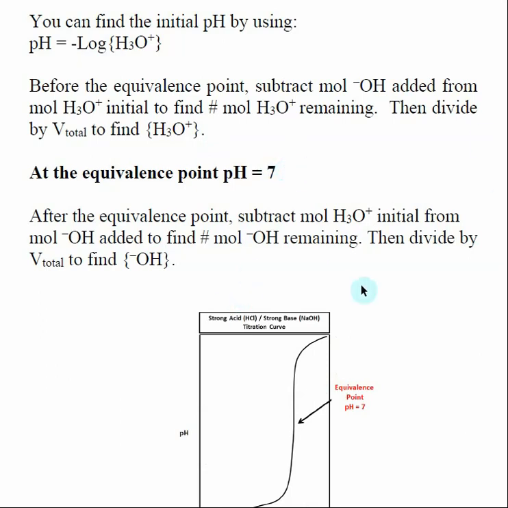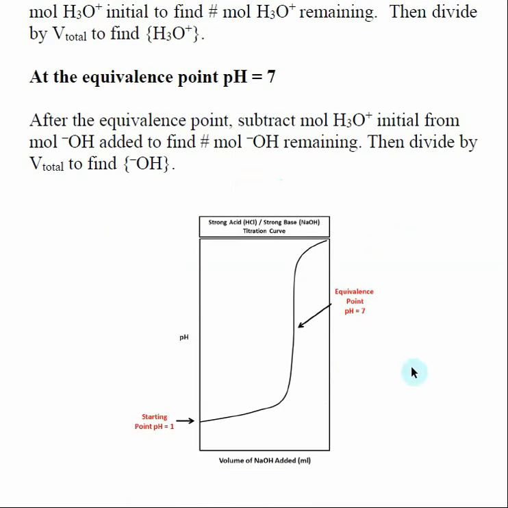When we are past the equivalence point, by that it means that the number of moles of hydroxide that we've added is actually greater than the number of moles of hydronium we started with. Now we're interested in how many moles of hydroxide we have left over. So you take the number of moles of hydroxide that you added during this titration and subtract the number of moles of hydronium that you started with, and from that you find the number of moles of hydroxide remaining.